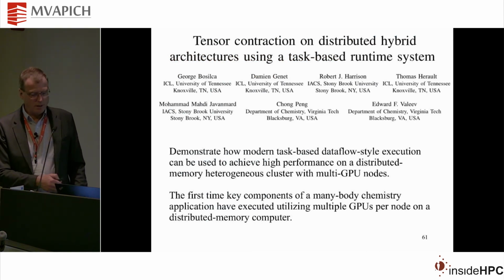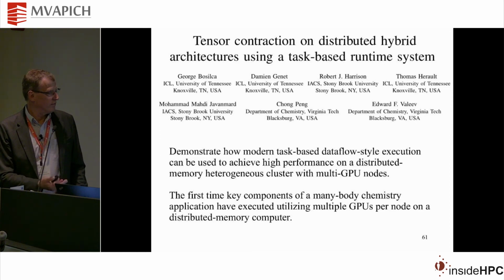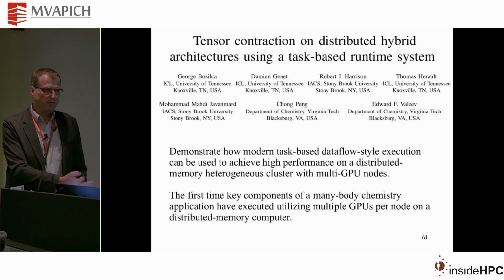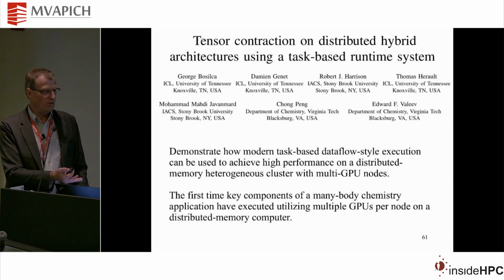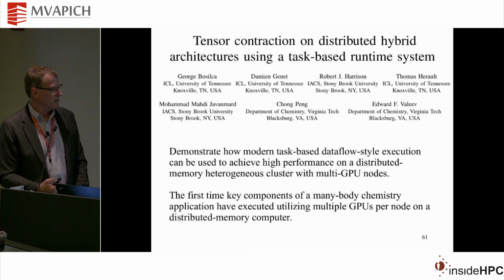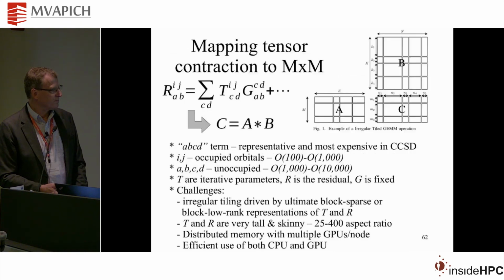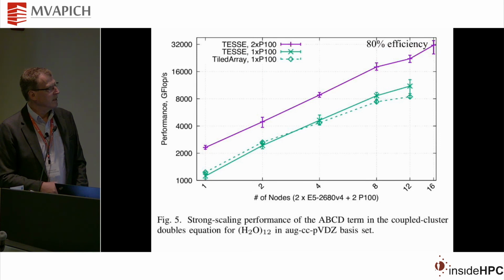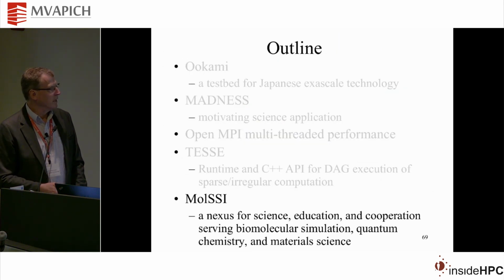So we have some demonstrations of this running on a variety of systems. These next few slides look at some of the preliminary results we had using this to map computation in a distributed memory setting onto processors with multiple GPUs. This was actually the first time this was done for a many-body chemistry code, so it was pretty exciting for the community to see that this was possible. I'm not going to go through this because in the end it's relatively mundane in terms of the performance obtained. And I also want to get to the point where I can talk a little bit about MolSSI.